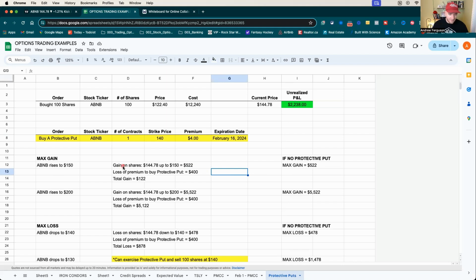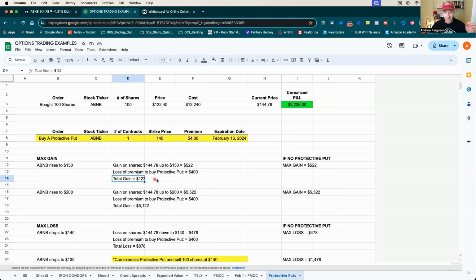Then you paid $400, remember, so 4 times 100 is 400, because there are 100 shares in every single options contract. So you would lose that premium that you paid to buy your protective put. So you lose your insurance money. Just like when you buy life insurance every month, you lose that premium, but it goes towards your policy. So you're okay paying that out every month. In this case, we'd lose this. So we'd go 522 up here minus 400 equals 122 for your total gain.